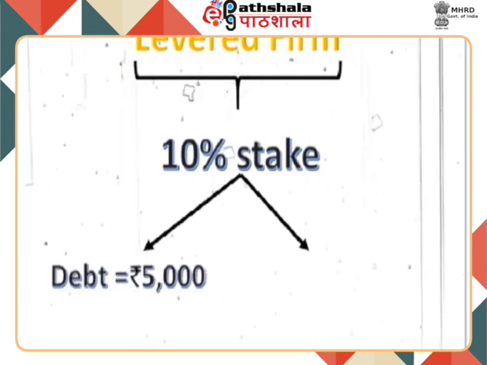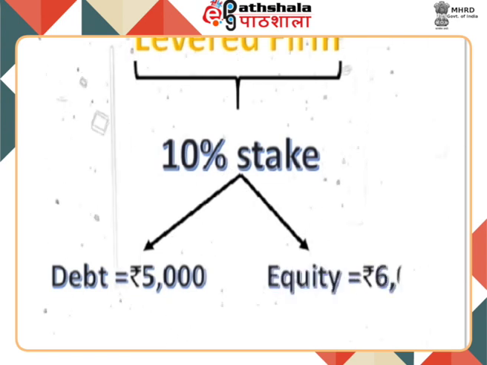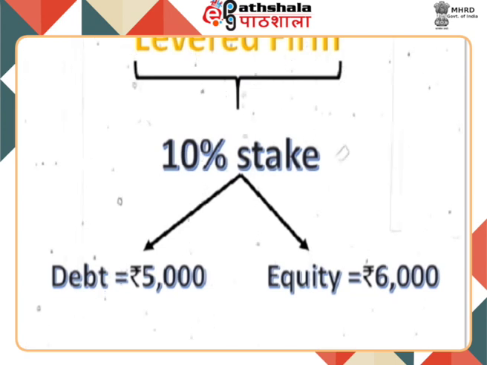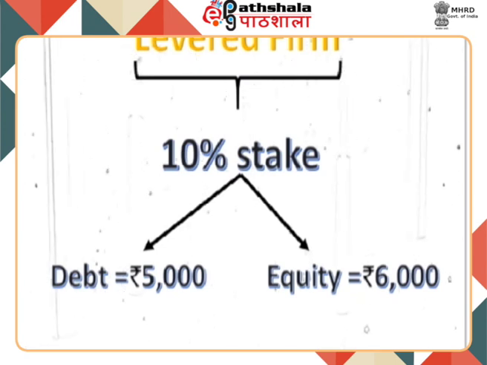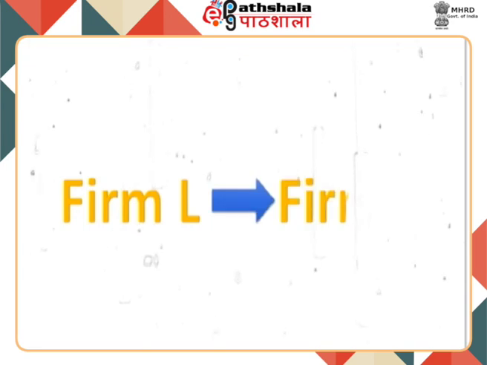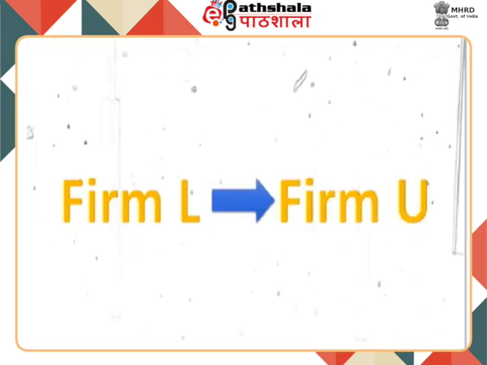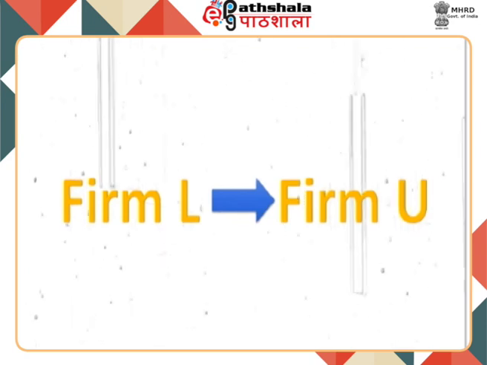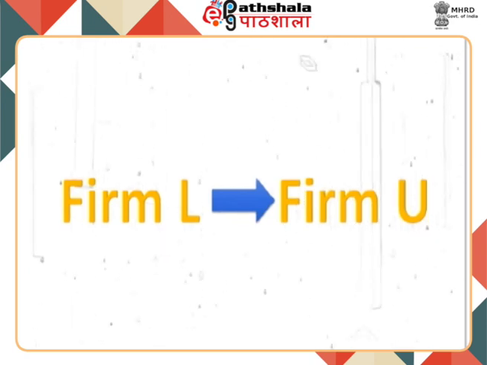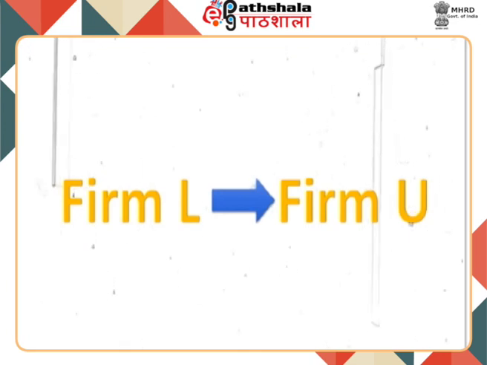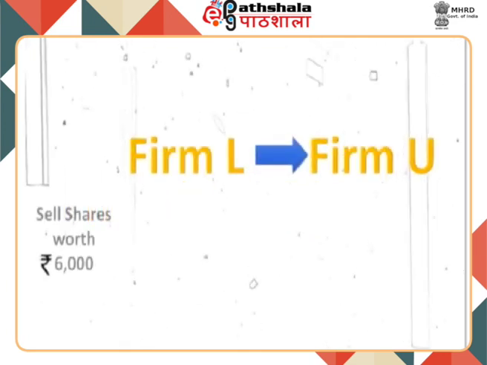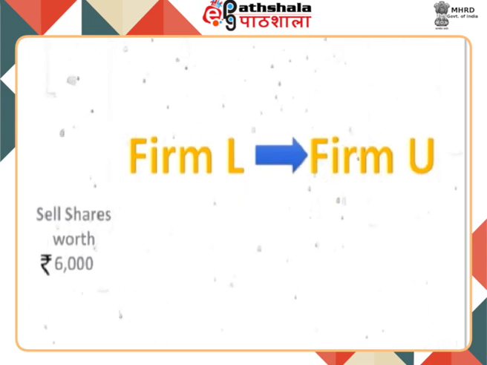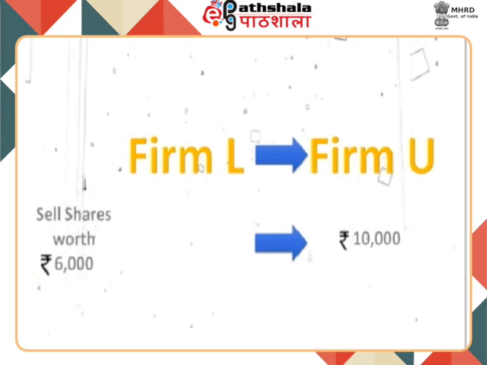Let us say an investor initially holds 10% stake in levered firm, including debt of rupees 5,000 and equity of rupees 6,000, and his dividend income is rupees 700, that is 10% of the total dividends of rupees 7,000. In order to avail the opportunity of making a profit, he decides to convert his holdings from firm L to firm U. He will first sell all shares of levered firm for rupees 6,000, but in order to acquire 10% holding of firm U, he needs total funds of rupees 10,000.